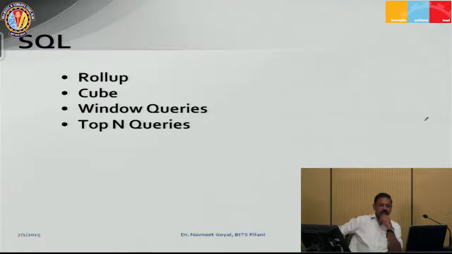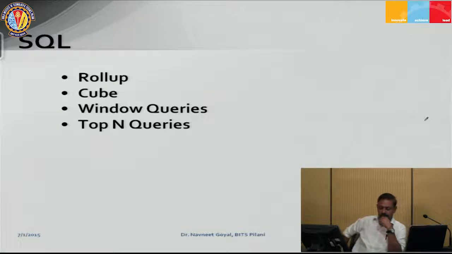And let me give you some idea about each one of them. So rollup: while discussing OLAP in module number 6, you must have come across this OLAP operation called rollup. Rollup basically allows you to aggregate data along a hierarchy, right? So that is what rollup is. So what kind of support does SQL provide in terms of rollup?